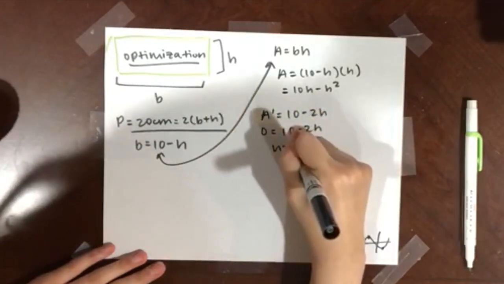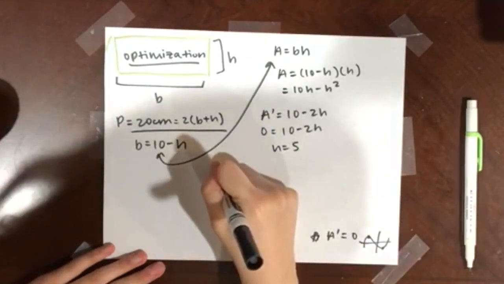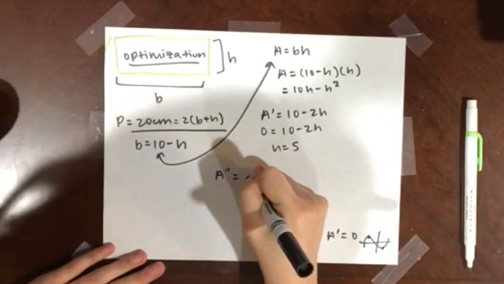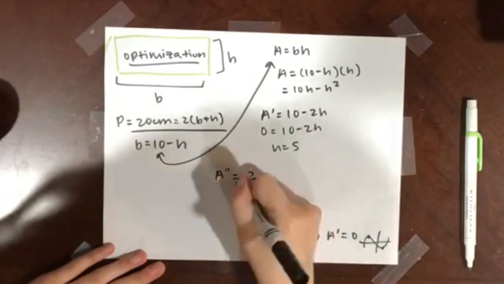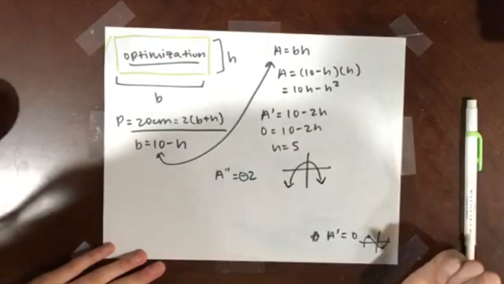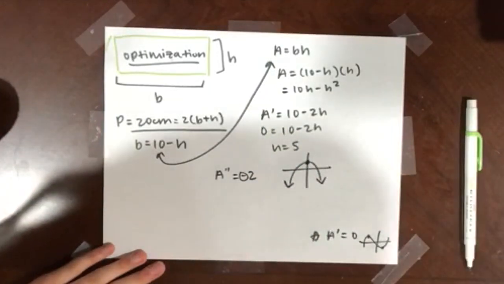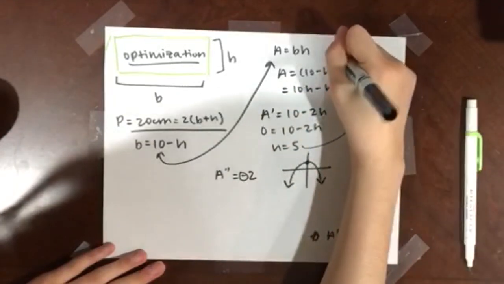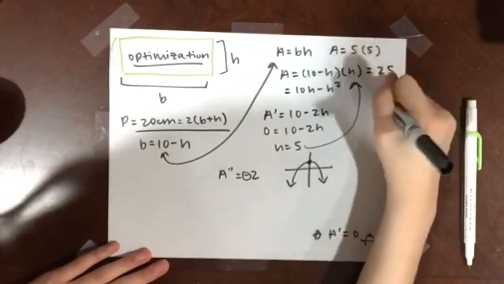In order to determine whether or not this is a maximum, we must take the second derivative. So the derivative of A prime equals 10 minus 2h is A double prime equals negative 2. When the second derivative is negative, that indicates that the graph of the original function is concave down when h equals 5, confirming that it's the maximum. When we plug this into the area formula, A is equal to 5 times 5. It's a square.